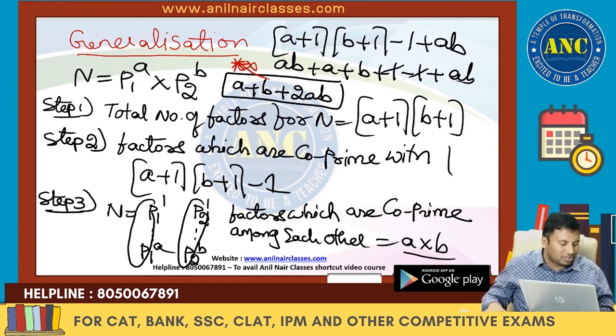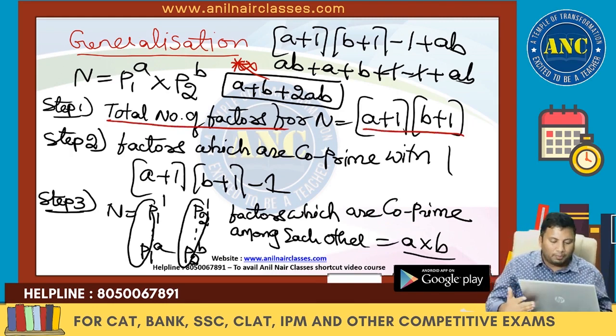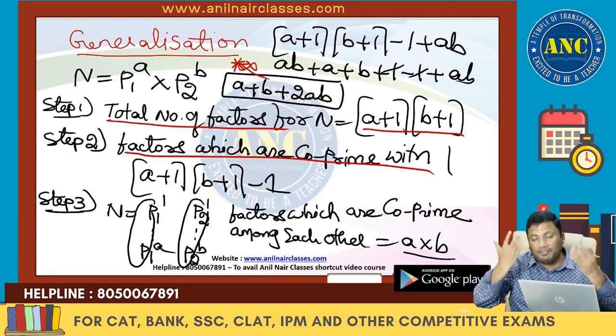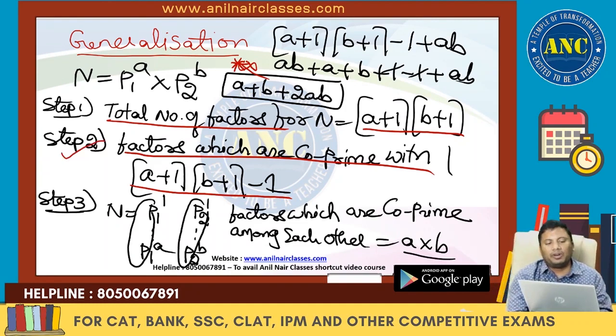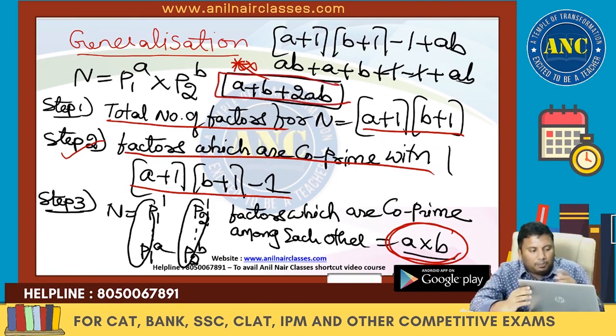A plus B plus 2AB. Total number of factors is (A plus 1) into (B plus 1). Factors which are co-prime with 1: 1 is co-prime with every other number. So it is (A plus 1) into (B plus 1) minus 1, that is with 1. Other than 1, 1 is P1 power 0, P2 power 0. So P1 from 1 to A is co-prime with 1 to B, which is nothing but A into B. (A plus 1) into (B plus 1) minus 1 plus AB. Conclusion is A plus B plus 2AB.